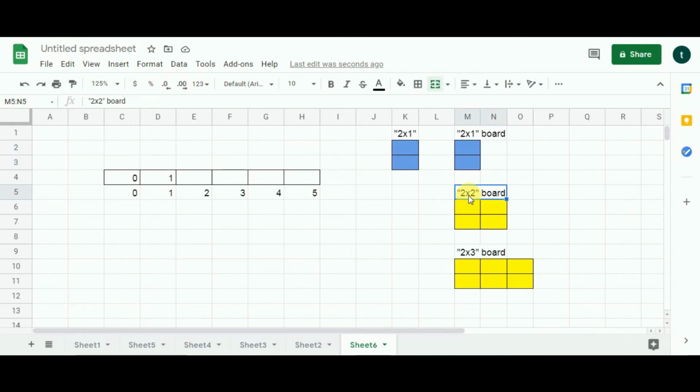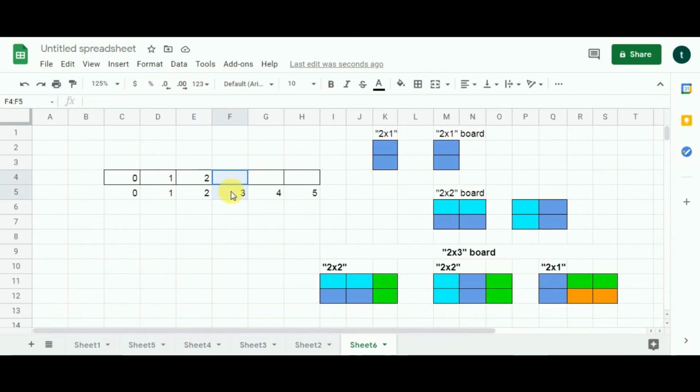Now we move to the next subproblem, which represents the board 2 by 2. Here we can fit both tiles either horizontally or vertically. So there are 2 ways by which we can fit 2 by 1 tiles in the board of 2 by 2. Let's check this third subproblem. Now we have a board of 2 by 3. There are basically 3 ways in which 2 by 1 tiles can be placed in the board of 2 by 3 as we saw in the previous slide.